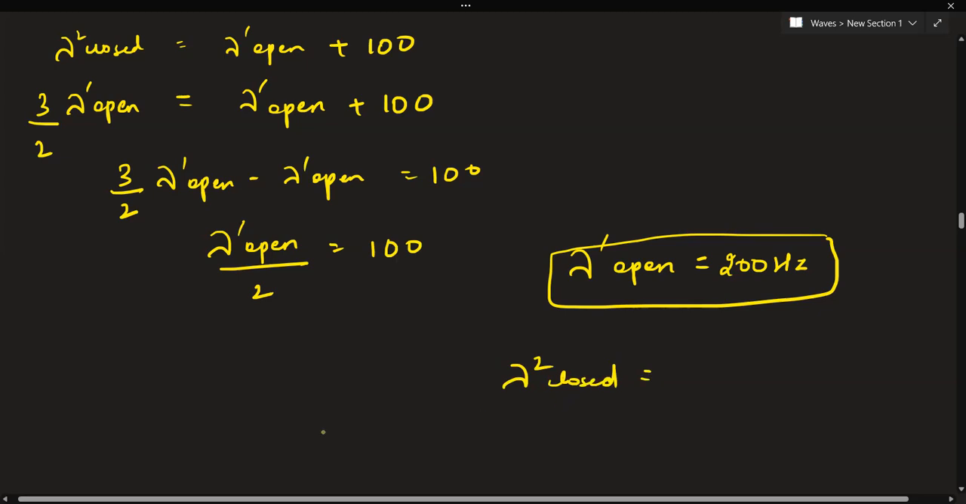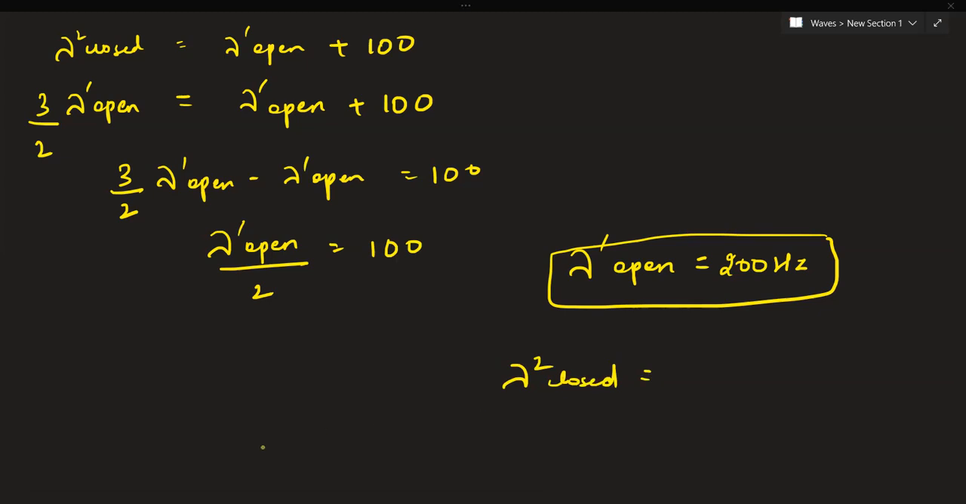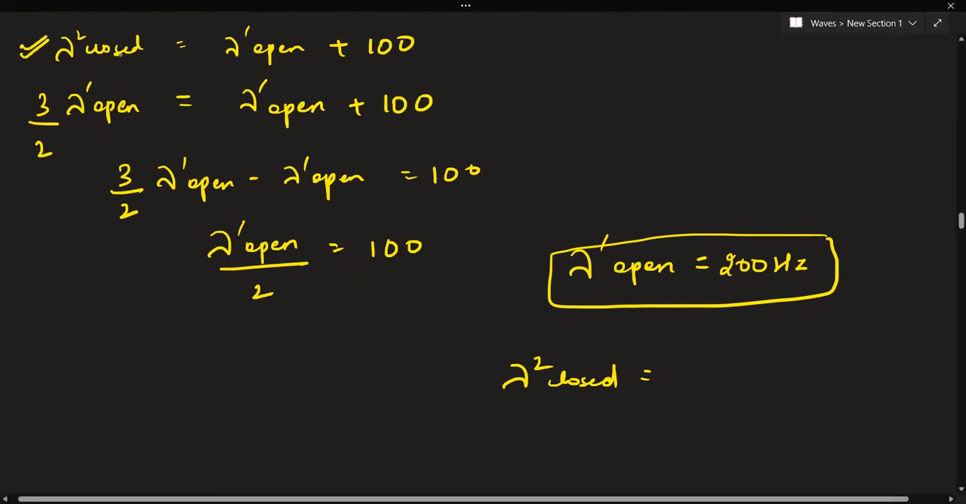100. See, this is 100 times higher than the open one. Look at this equation. If we have to find out this, and this is 200, the frequency of closed organ pipe will be 300. So had it asked us, you could have done.